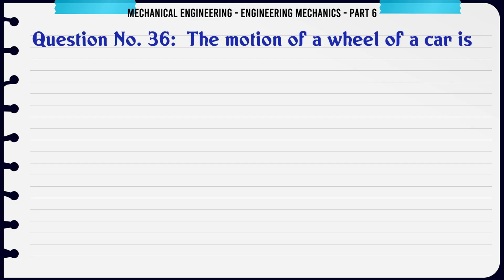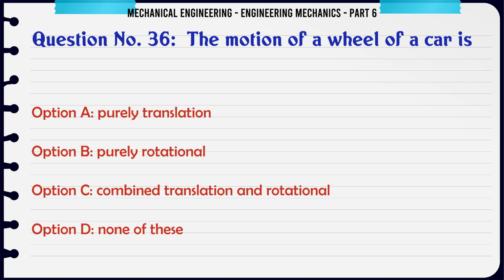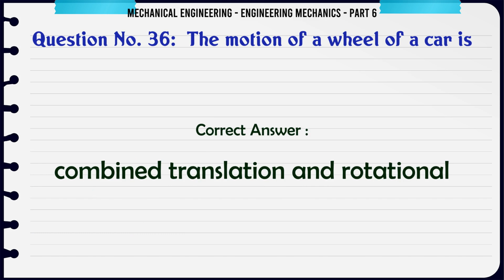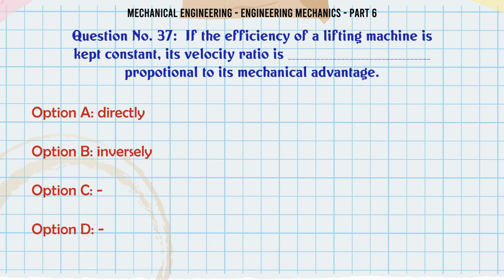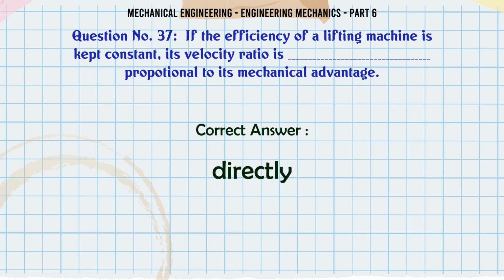The motion of a wheel of a car is A. Purely translation. B. Purely rotational. C. Combined translation and rotational. D. None of these. The correct answer is combined translation and rotational. If the efficiency of a lifting machine is kept constant, its velocity ratio is proportional to its mechanical advantage. A. Directly. B. Inversely. The correct answer is directly.